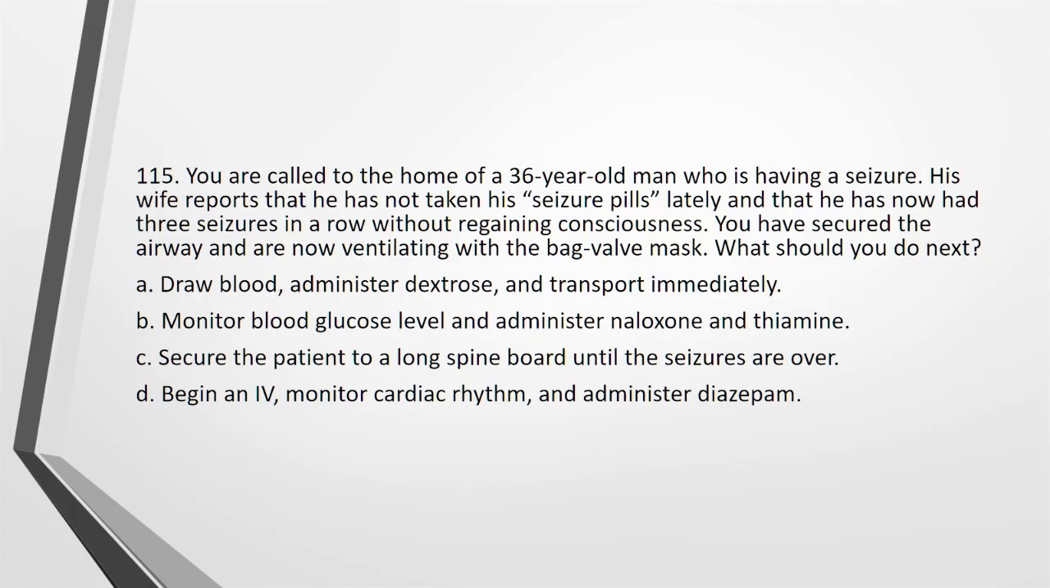115. You are called to the home of a 36-year-old man who is having a seizure. His wife reports that he has not taken his seizure pills lately and that he has now had 3 seizures in a row without regaining consciousness. You have secured the airway and are now ventilating with the bag valve mask. What should you do next? A. Draw blood, administer dextrose, and transport immediately. B. Monitor blood glucose level and administer naloxone and thiamine. C. Secure the patient to a long spine board until the seizures are over. D. Begin IV. Monitor cardiac rhythm and administer diazepam.